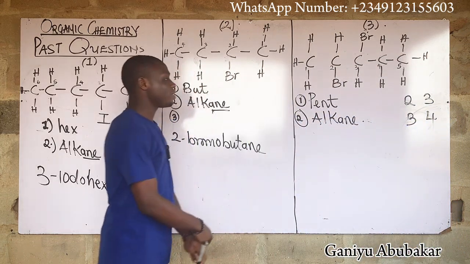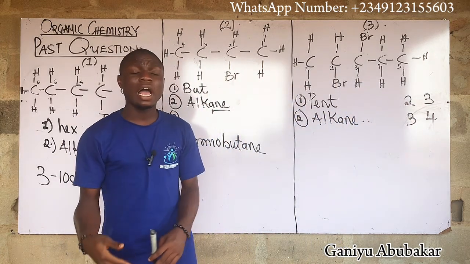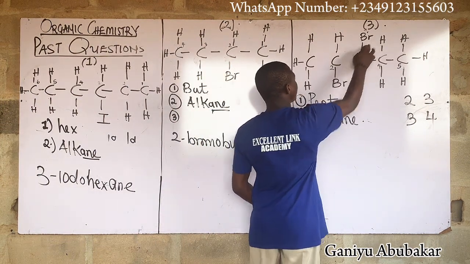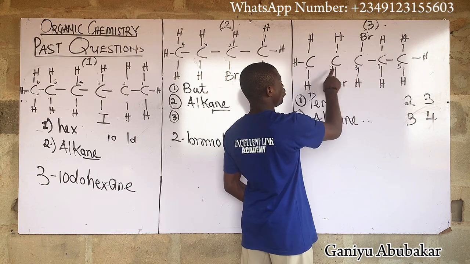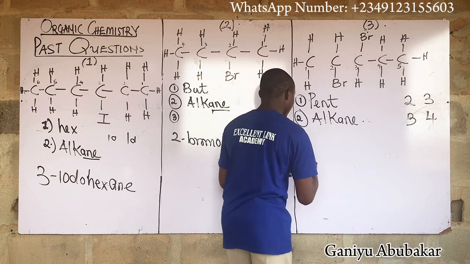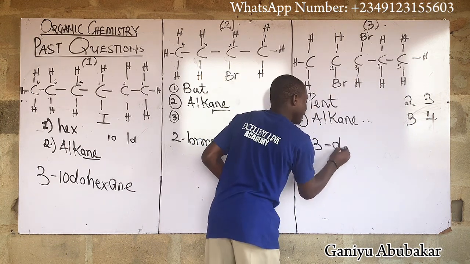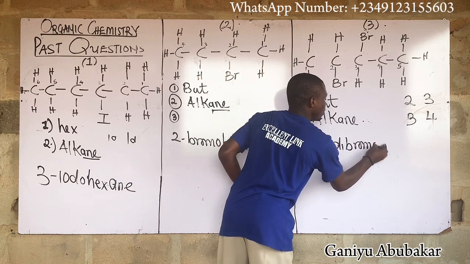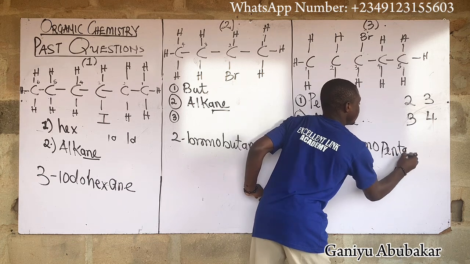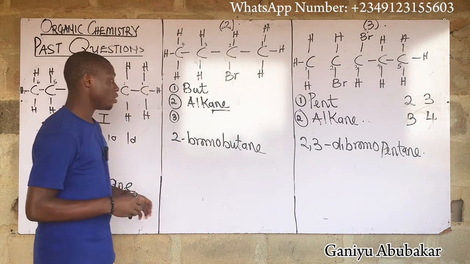So how do you possibly name this? We said naming is quite simple. We said name the substituent first and show the position. Now I'm having 2 bromines. So the position is 2, 3. This one is at position 2, this one is at position 3. That becomes 2,3. 2 bromines becomes dibromo. Pentane. So this compound is called 2,3-dibromopentane.